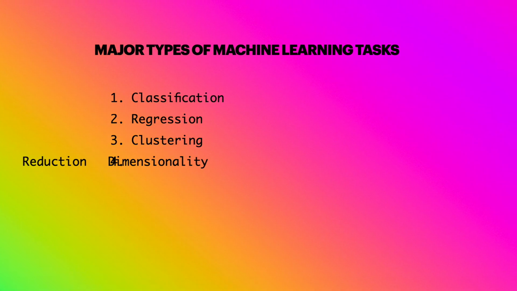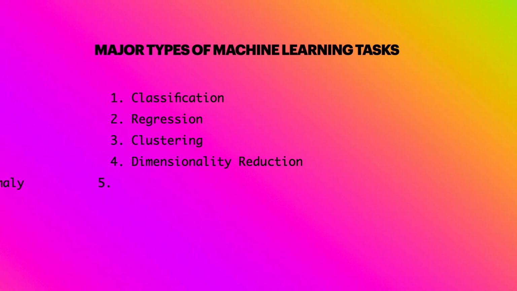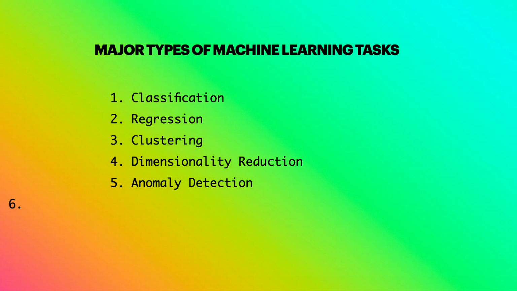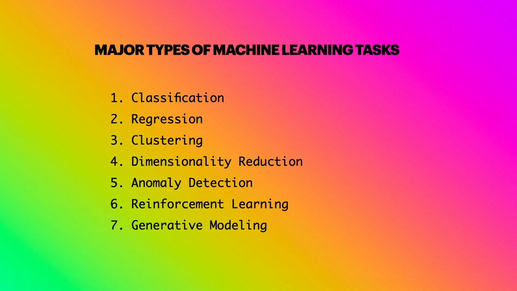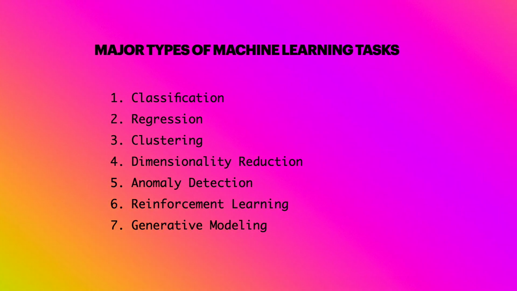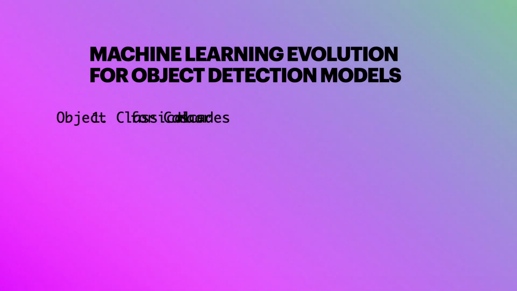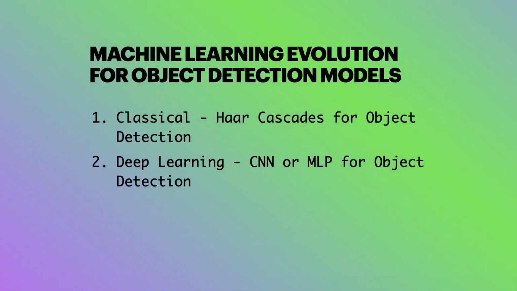Other is regression, and then we have clustering, where you group similar items without labels, something used in customer segmentation. Then we have anomaly detection, where we find rare or unusual patterns, for example credit card fraud detection. And then we have generative modeling, where you generate text, image synthesis. So let's focus on classification today, where we would try to run some object detection models in Python.